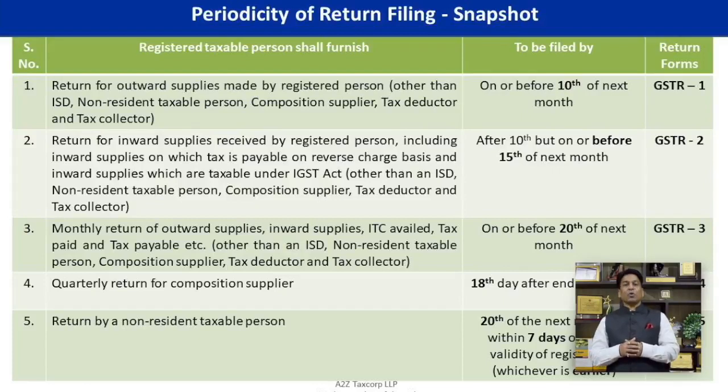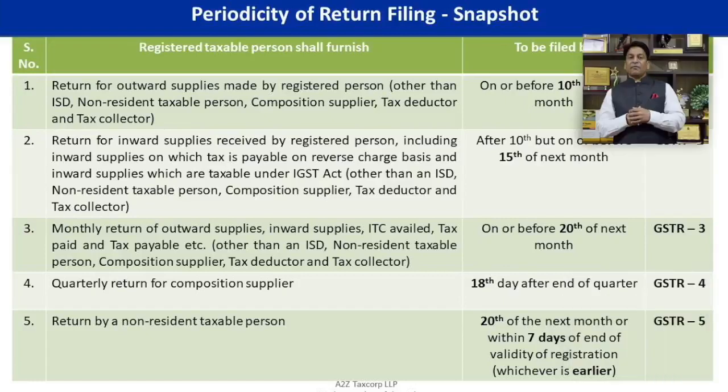Then comes inward supply return by 15th of next month, which is GSTR-2. And the last and consolidated return, which will consolidate your outward supply, output tax liability, and then inward supply, input tax credit, net payment to be made by a consolidated return by 20th of next month, meaning thereby for July, if you're filing your GST return, then consolidated return to be filed by 20th August.